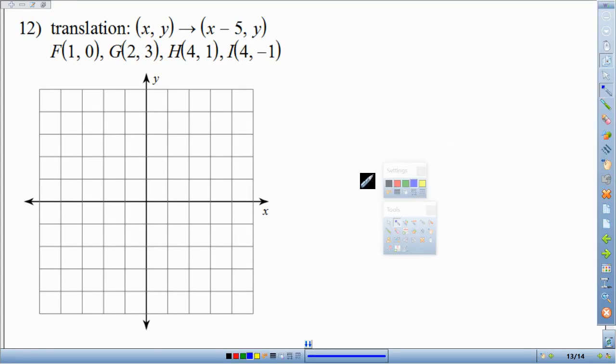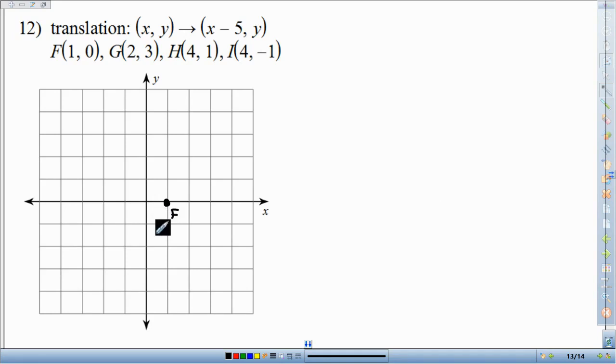So to end this, I just want to do number 12 with you, just to make sure you're doing it correctly. So let's plot these original points first. Okay, original points, F, G, H, and I. Let's start with F here. It looks like it's at (1, 0). Okay, that means we're going to +1 on the X, 0 on the Y. We're not going up or down. So right there, that's where F is.